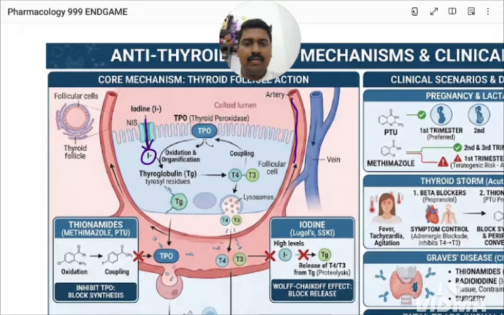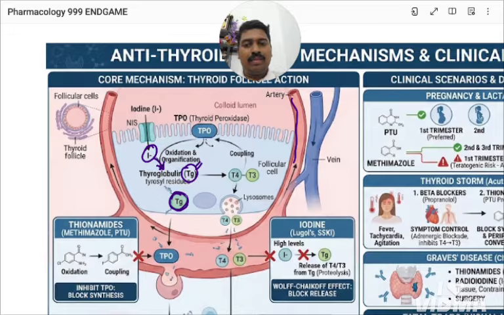If I want to tell you the 6 basic steps, this first process is known as iodide trapping, where iodine comes inside the cell. Now this iodine will combine with thyroglobulin. This process is known as organification, where iodine combines with thyroglobulin, and you can see these iodine residues on this thyroglobulin.